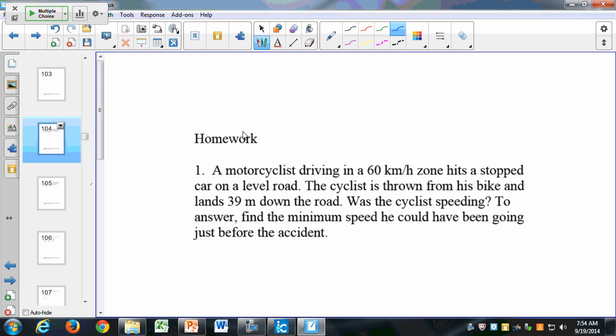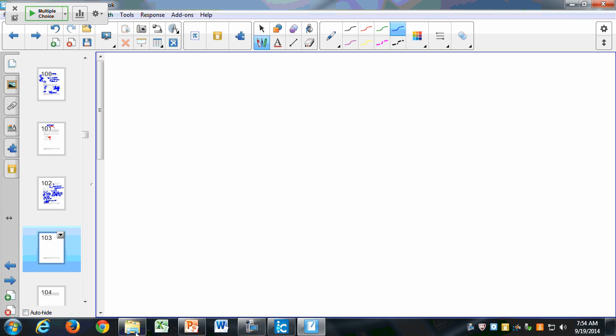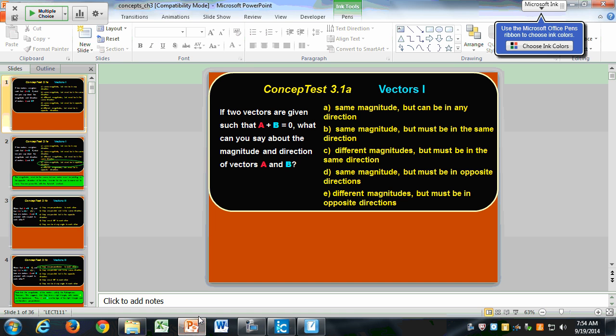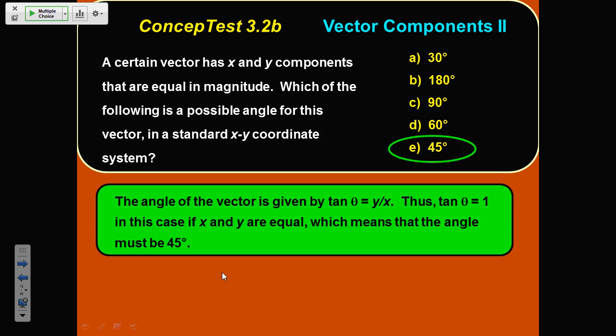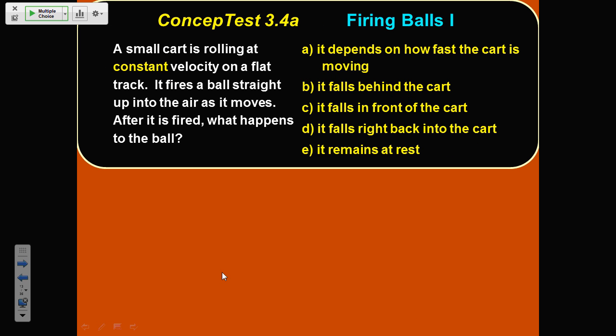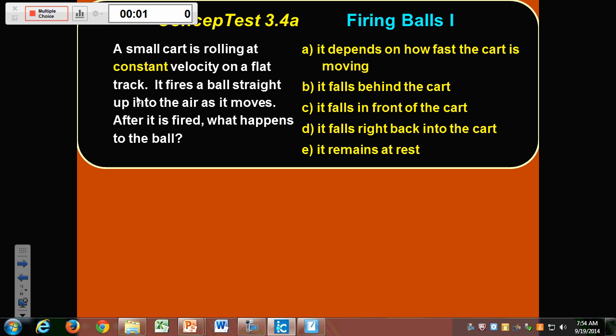Okay, let's look now at some of those supplemental. Actually, let's answer some of these concept tests. We've done the ones on vectors. Is that correct? Yeah. So these are in the back of your book if you want to follow along there. Just about 10 or 12 more. A small cart is rolling at constant velocity on a flat track. It fires a ball straight up into the air as it moves. After it is fired, what happens to the ball?